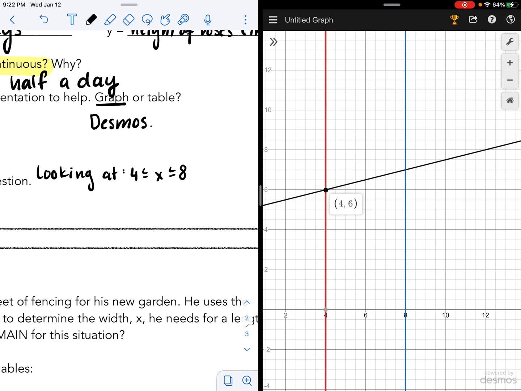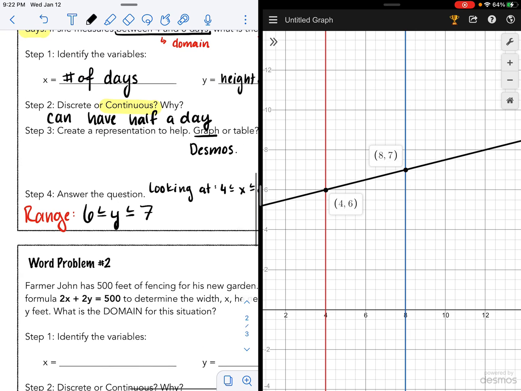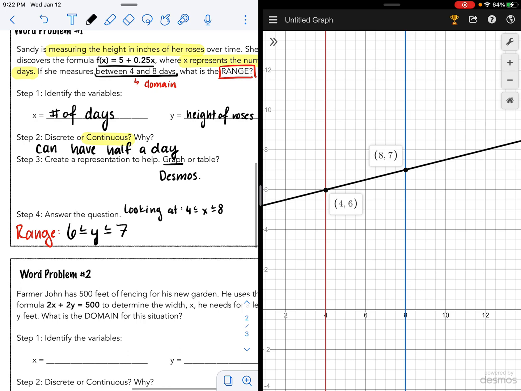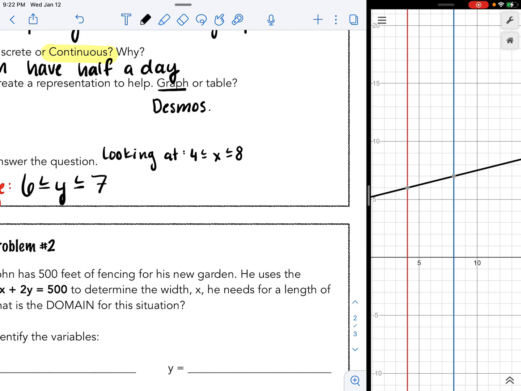So where these cross our line is the height of roses at that time. Right, so at 4 days, your roses are 6 inches tall. Okay, and then at 8 days, they are 7 inches tall. So that means the range between 4 and 8 days is going to be 6 to 7 inches tall. And this would be your answer.